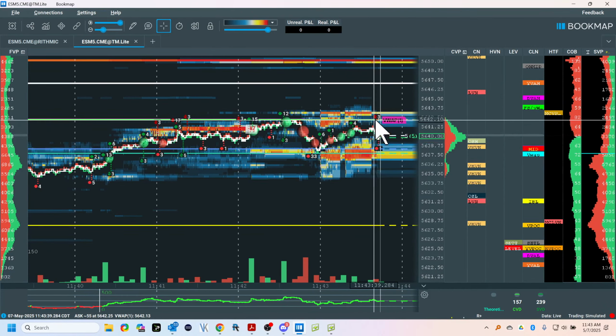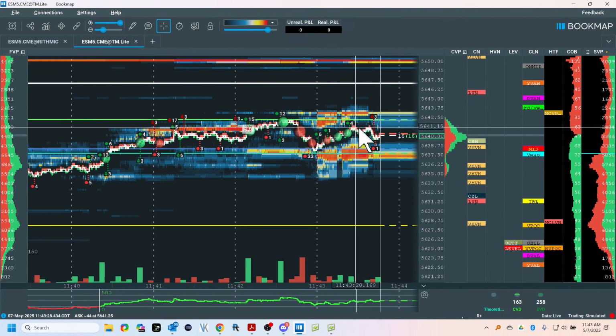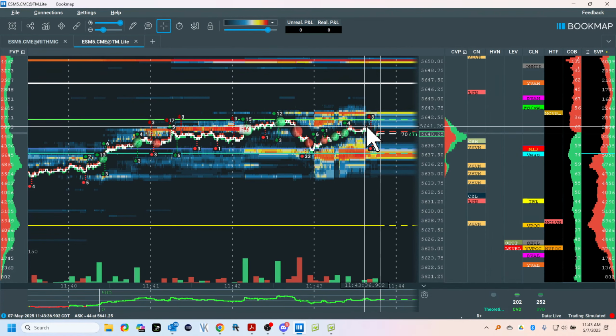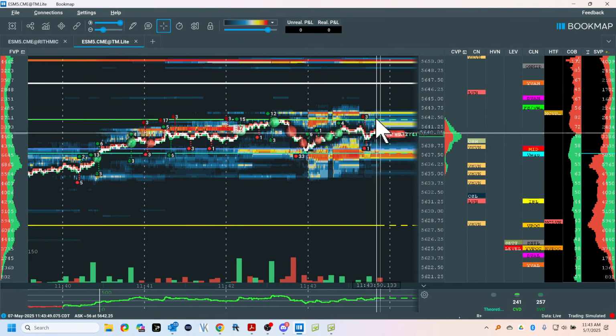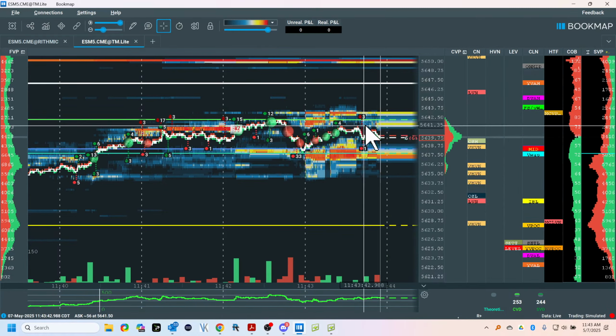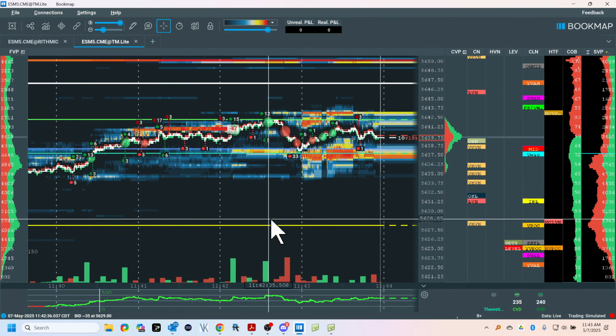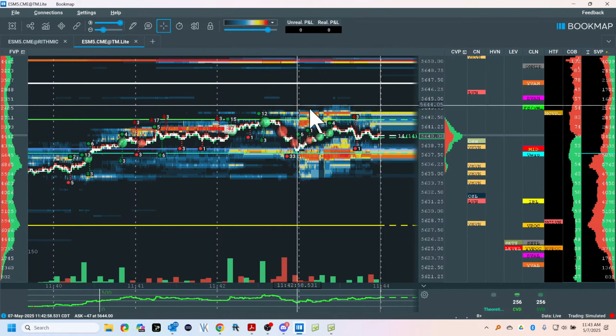So for example, in the microstructure, and this is not a trade, I'm just going to read it to you. There was absorption here. This is resistance right there. Let's just see what it does. I'm not calling trades. I'm just telling you how to read microstructure.